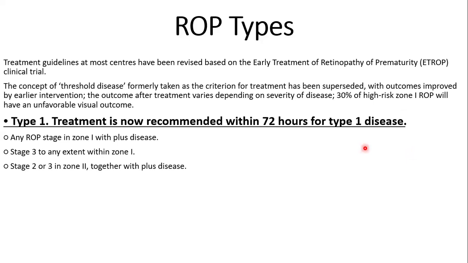So any ROP stage in zone 1 with plus, stage 3 without plus in zone 1, stage 2 or 3 in zone 2 with plus. So you have 2 with plus, 1 without plus. If it is in zone 1, any ROP stage with plus, that is type 1, and it requires urgent treatment. Stage 3 in zone 1, even without plus, also requires urgent treatment. And if you have a stage 2 or 3 in zone 2 with plus.